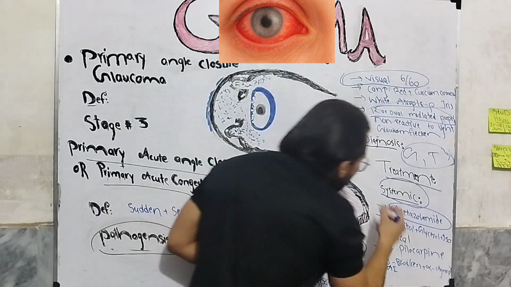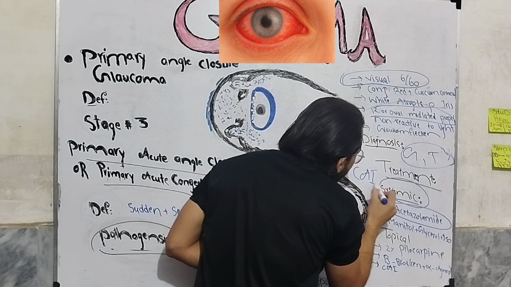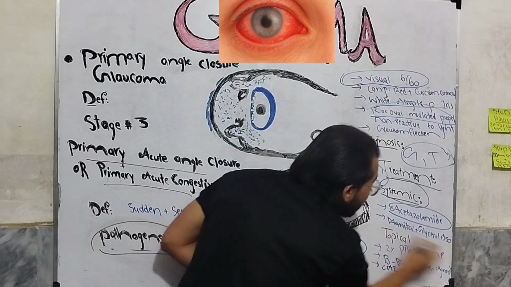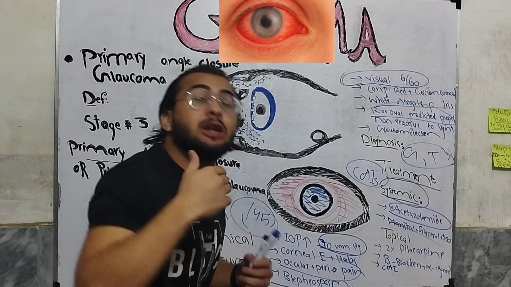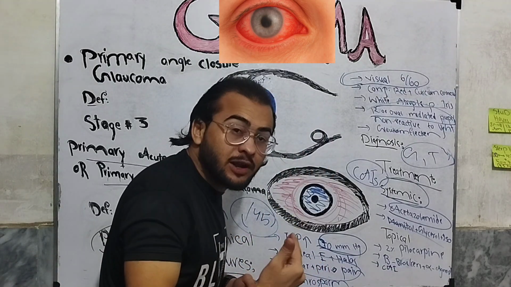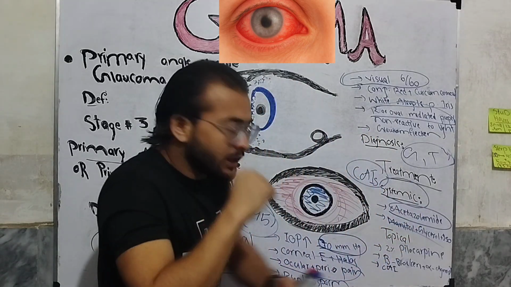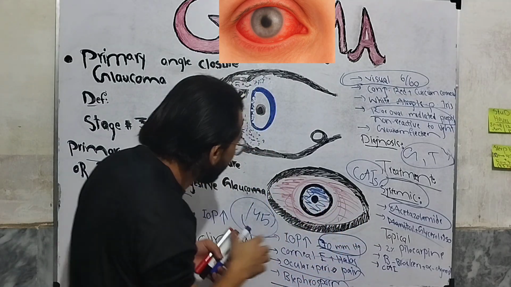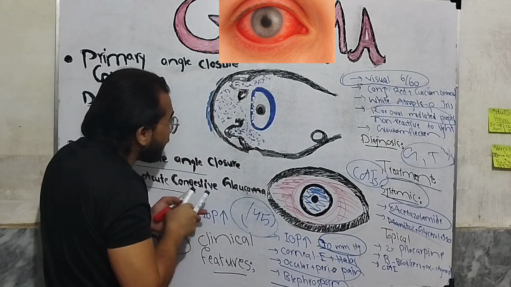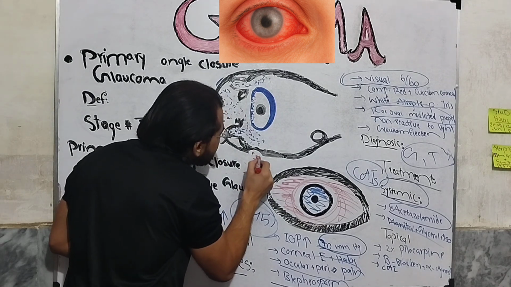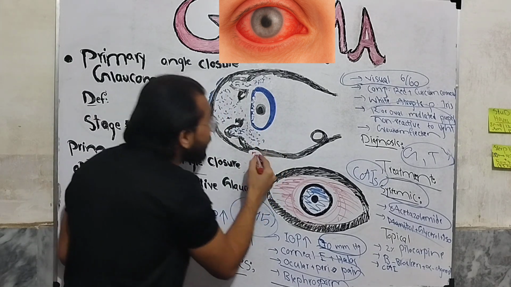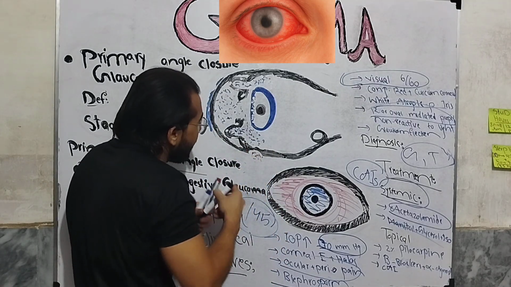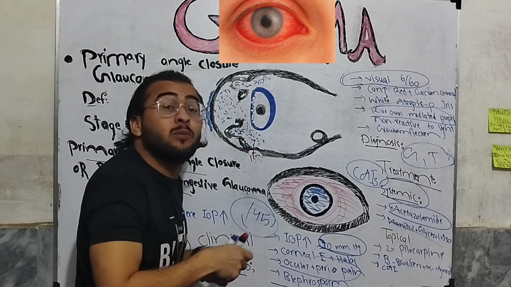Now, if the pressure is not decreased with carbonic anhydrase inhibitors, then we will use hyperosmotic agents such as mannitol, glycerol, isosorbide nitrate. Why? These hyperosmotic agents will increase the osmolarity in the blood. When the osmolarity in the blood is increased, it will inhibit the production as well as draw the aqueous humor toward the blood and will remove the extra fluid.